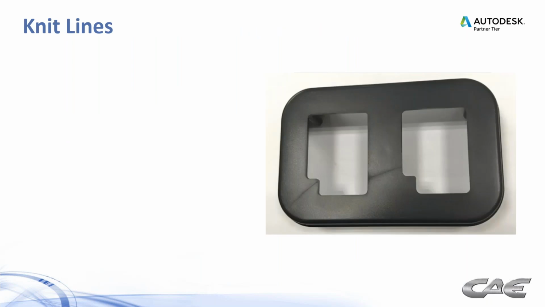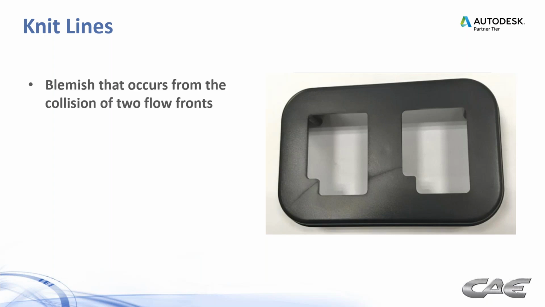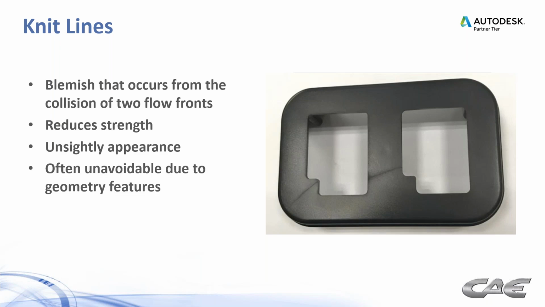Let's start with knit lines. Knit lines are ugly, knit lines are weak, and we want to try to avoid them where we can. It's a blemish that occurs from the collision of two flow fronts coming together. It can reduce the strength. It can be unsightly, and it's often unavoidable due to geometry features like the one you see here. You have a hole in the part. Flow fronts have to go around them, and they're going to meet somewhere. So it's unavoidable.